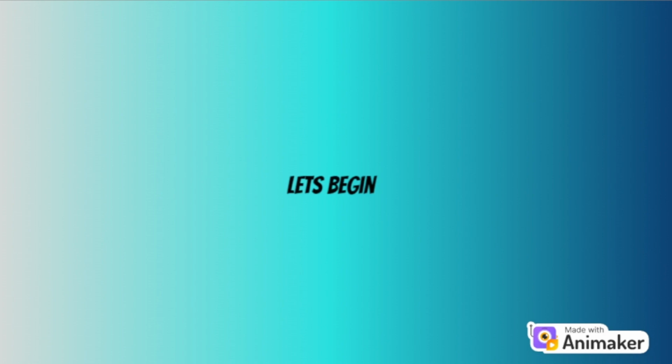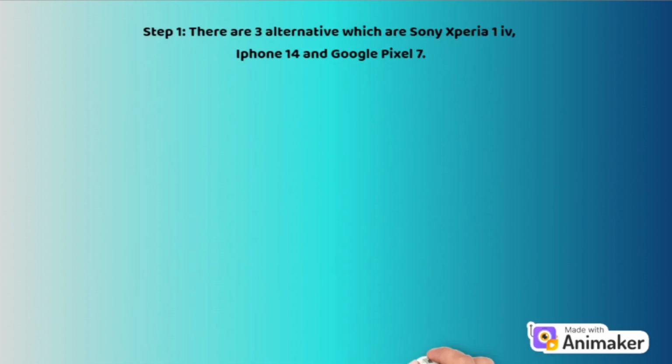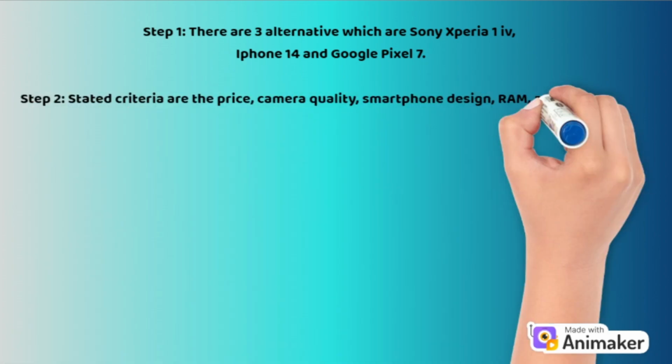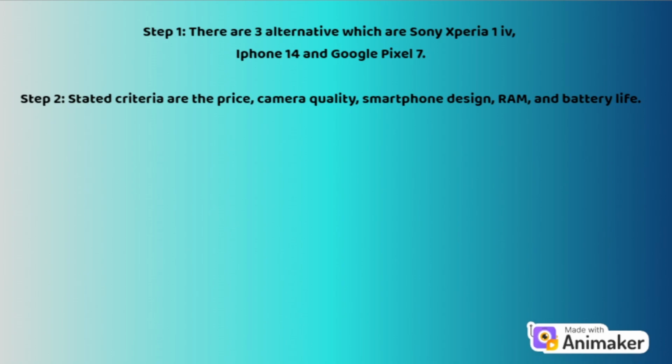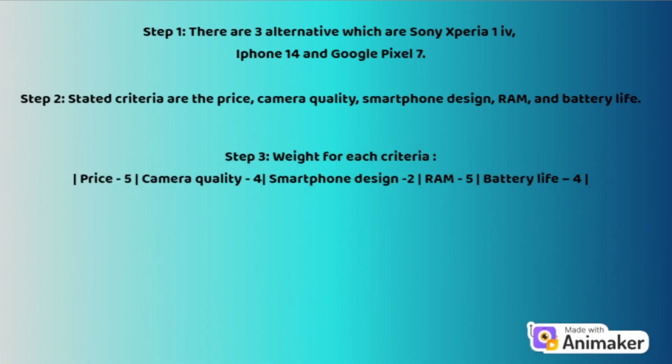Let's begin. For step 1, there are 3 alternatives which are Sony Xperia 1 Mark IV, iPhone 14 and Google Pixel 7. Step 2, the stated criteria are the price, camera quality, smartphone design, RAM and battery life. Step 3, weight for each criterion. Price 5, camera quality 4, smartphone design 2, RAM 5, battery life 4.